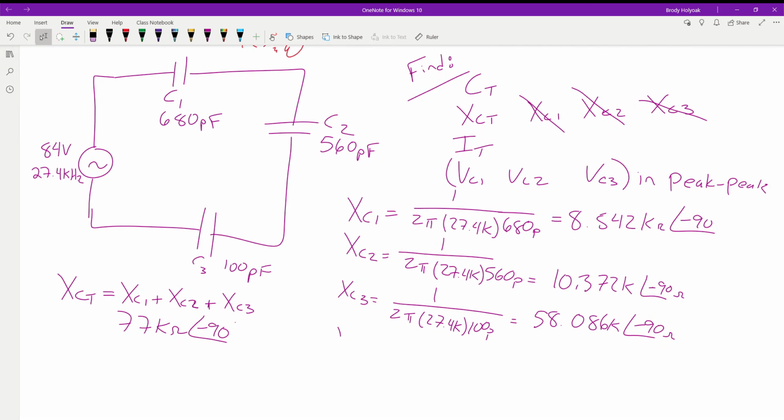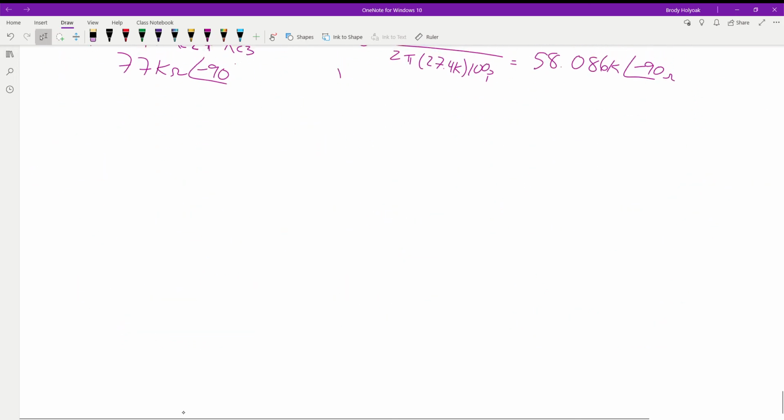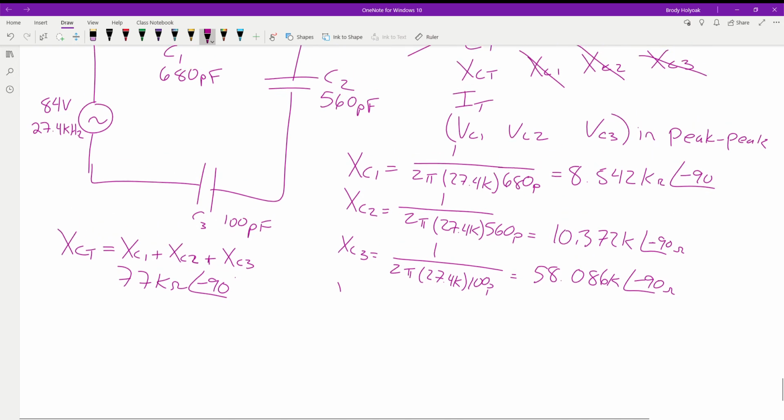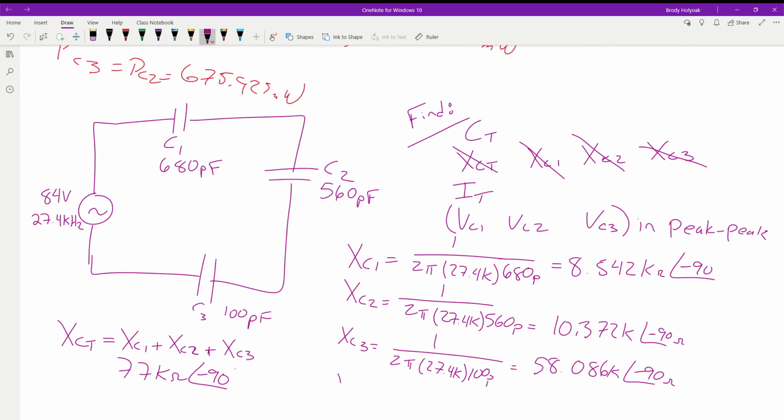Okay, so we've got our capacitance total. We've got our capacitance total, the I total, and any of the voltages. Which one would you like to solve for next? I total.